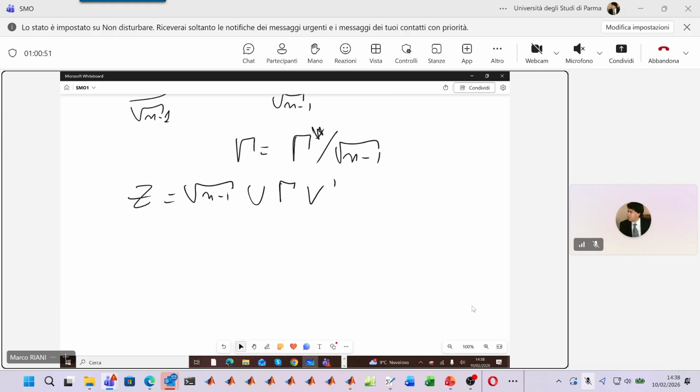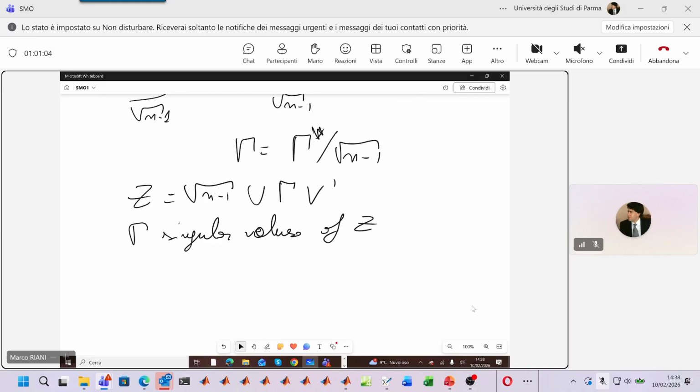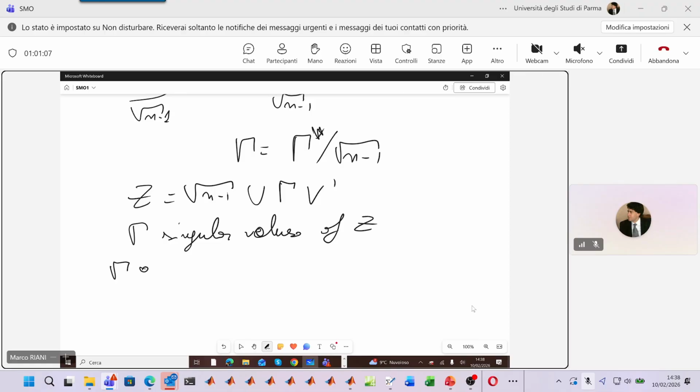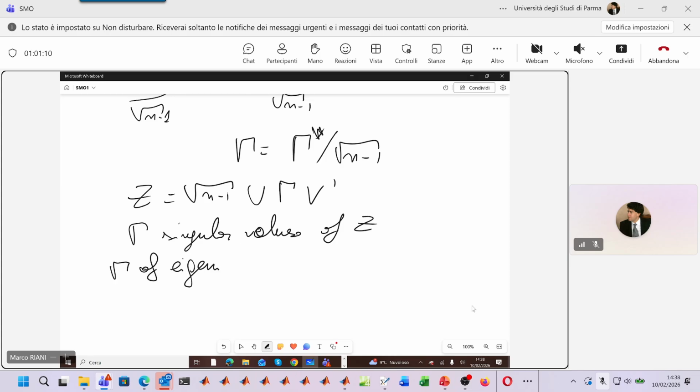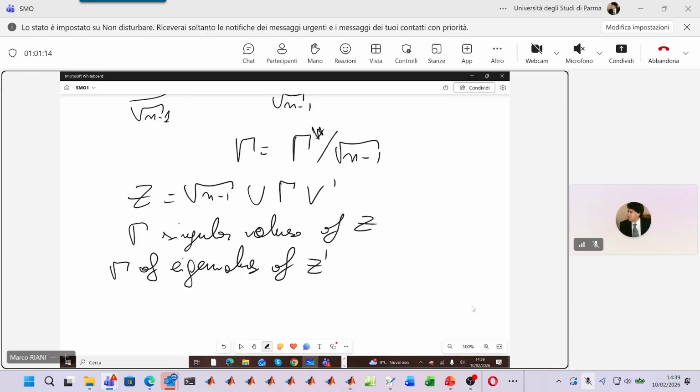Okay, now this gamma contains the singular values of Z, the square root of the eigenvalues of Z prime Z divided by N, that is of R, the correlation matrix, right? So this is, if you want, n times p, or whatever, if the original matrix has rank p.